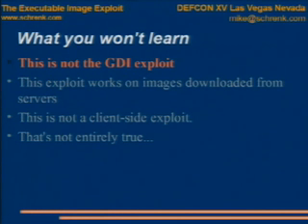What you will not learn, okay, this is not the GDI exploit that some of you might be familiar with. What that was, they played around with the headers of JPEG. And basically they screwed up the, I think it was the file length. They gave it a negative number. And that forced a buffer overflow or something. And Windows machines would then execute code that was in the HTTP header of the file. This is not that exploit.